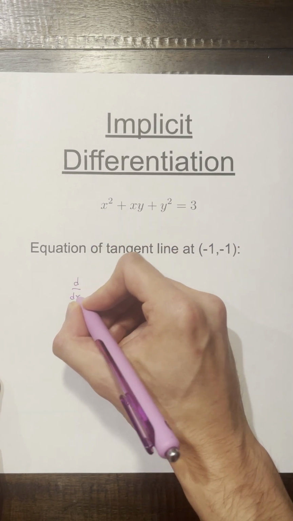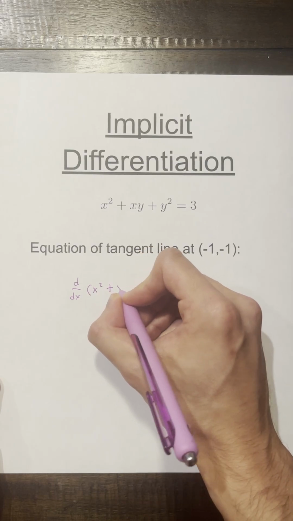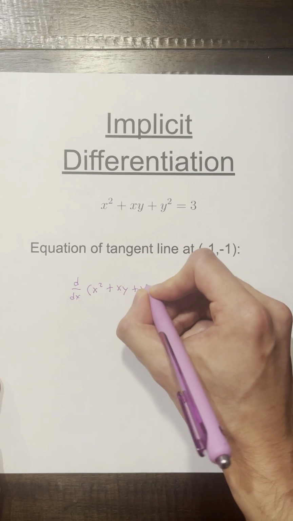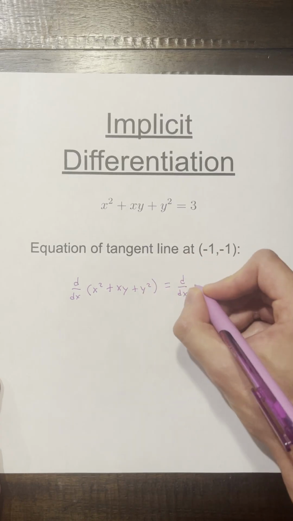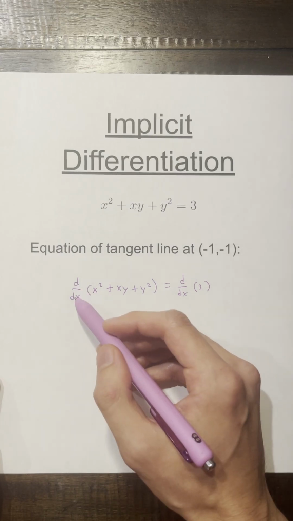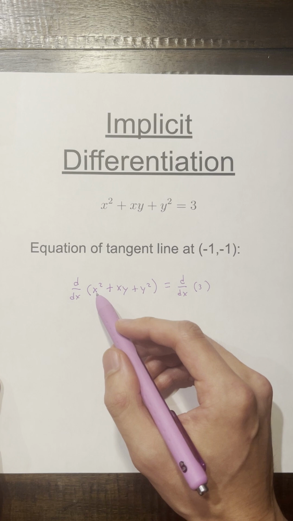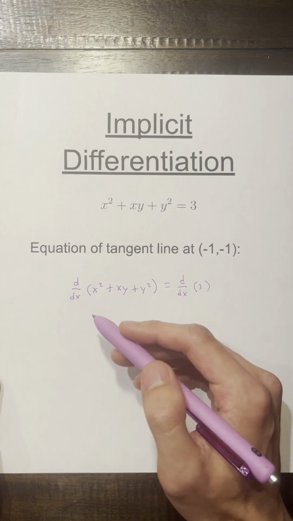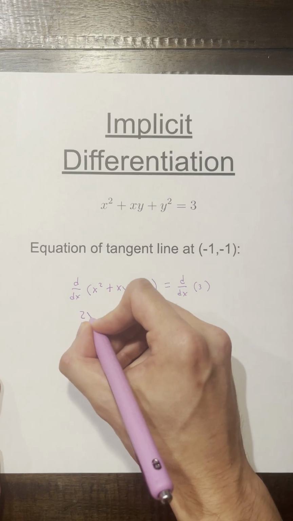d dx of x squared plus xy plus y squared is equal to d dx of 3. Okay, now what is d dx of x squared? What is the derivative of x squared with respect to x? It's going to be 2x.